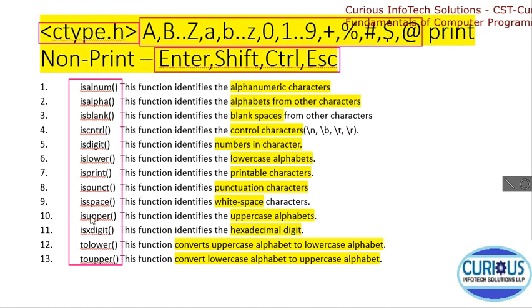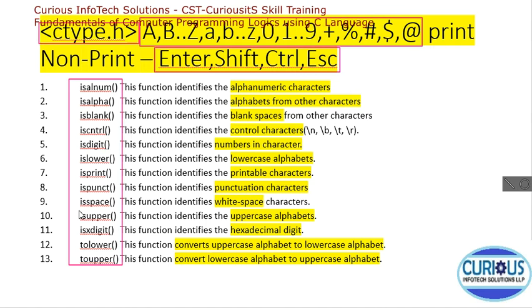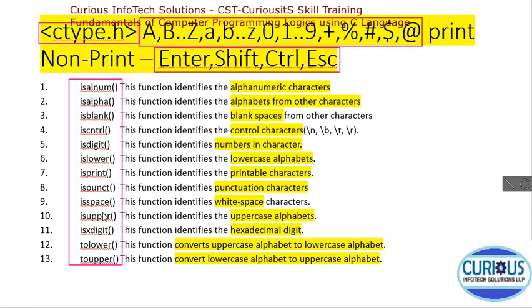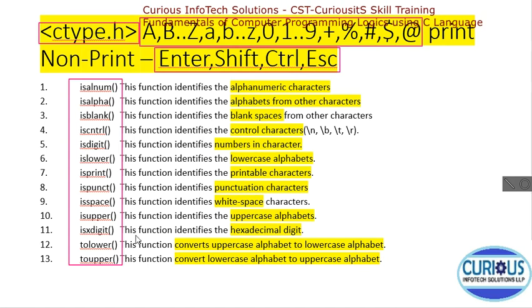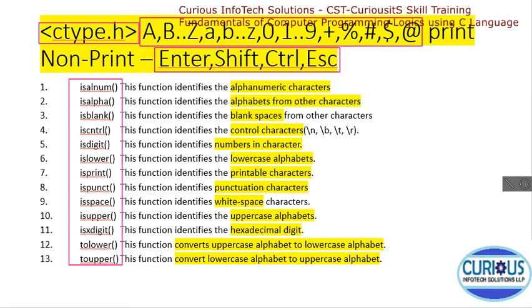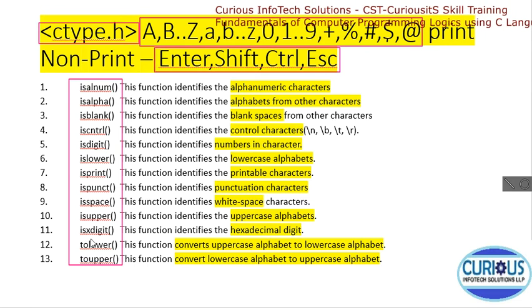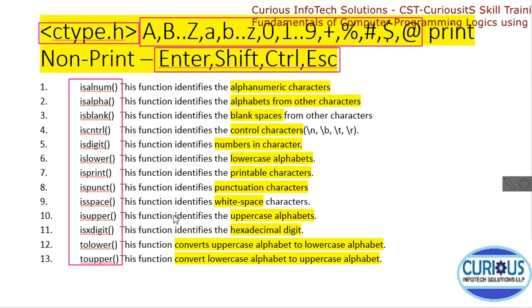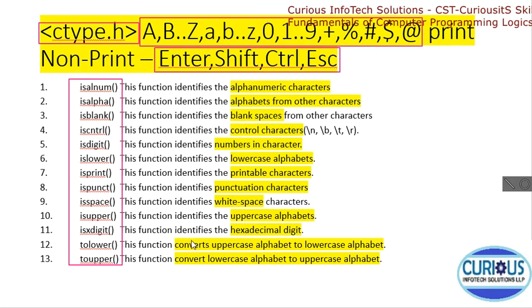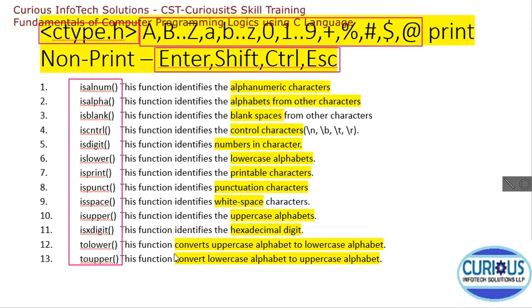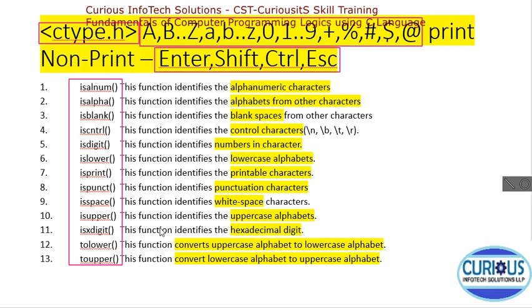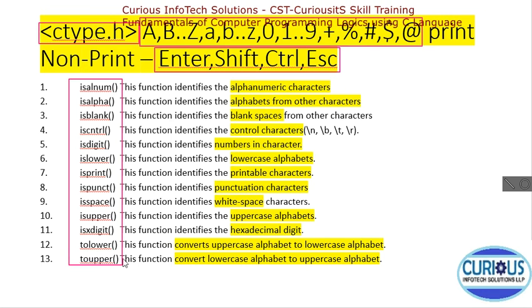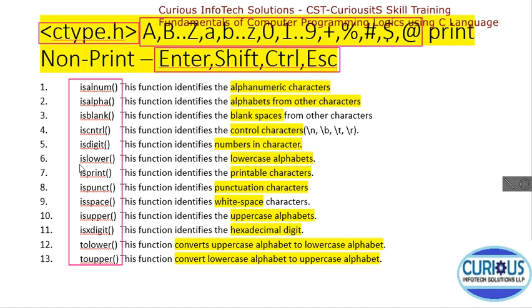Is upper, क्या आपका input character upper alphabet है कि नहीं है. Is hexadecimal, तो hexadecimal को भी you can find out by this ctype.h. Now to lower, if any input character is there, and you want to lowercase, तो use the to lower. ठीक है ना, convert the uppercase letter to the lowercase, or if input is lowercase then you will get the same lowercase. Then to upper, to convert lowercase to uppercase.